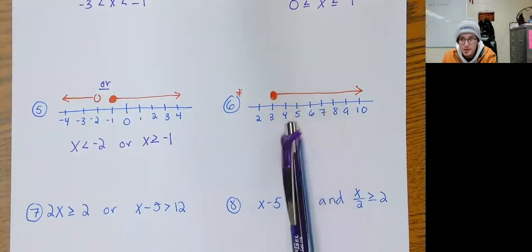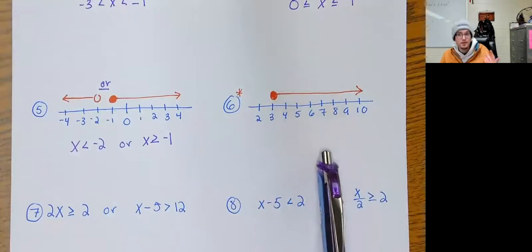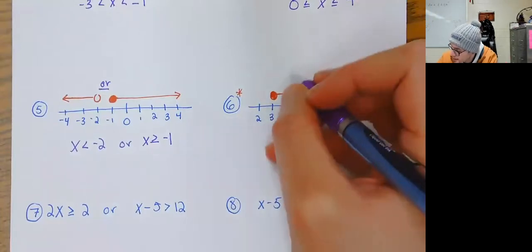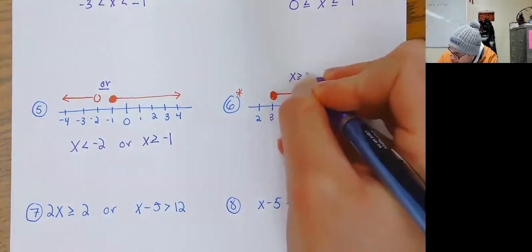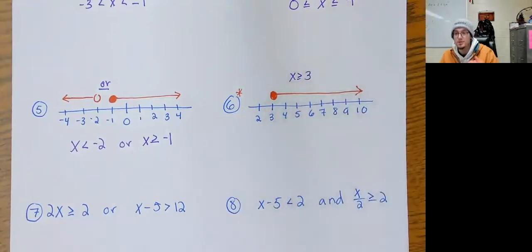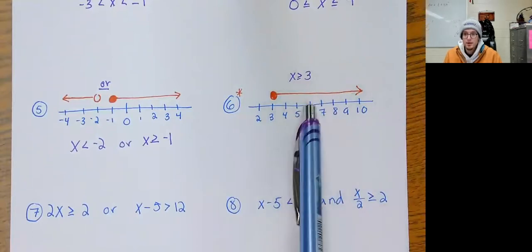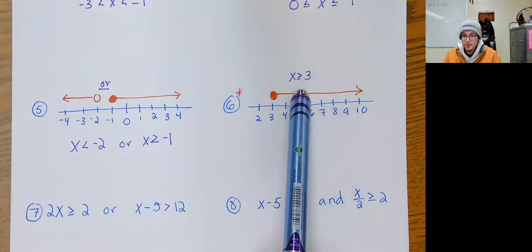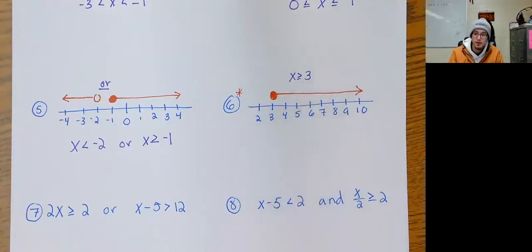If I looked at this, I wouldn't think this is a compound inequality. I would just assume that we're talking about x is greater than or equal to 3. That's what I would assume. And that's all you can do. If you're given no other information as a student than this, that would be the answer. But what if I gave you a little bit more information?